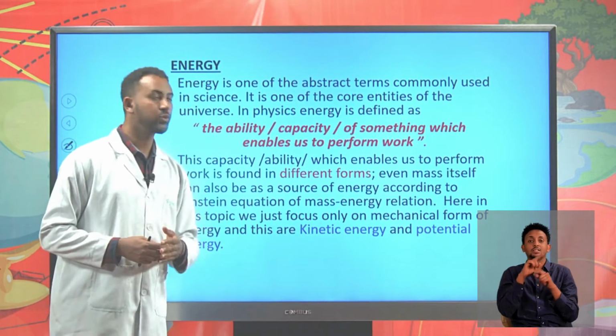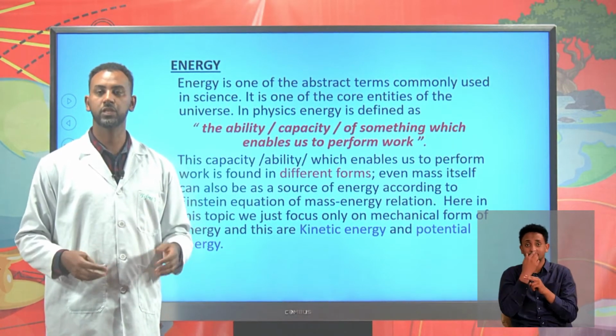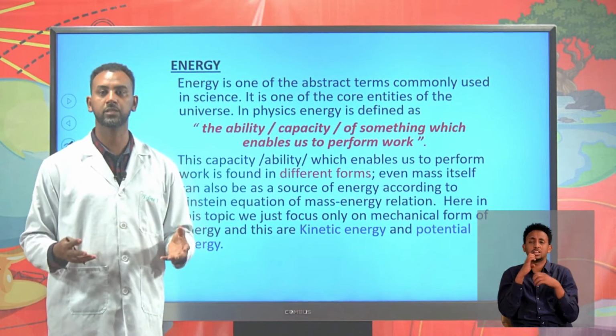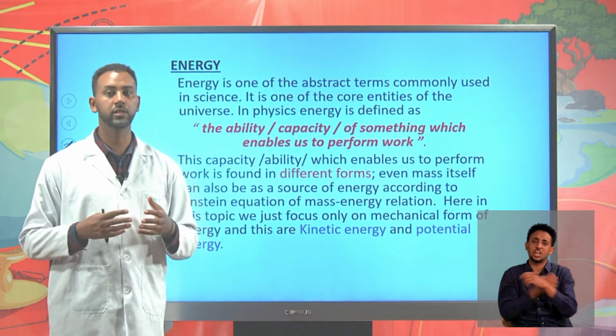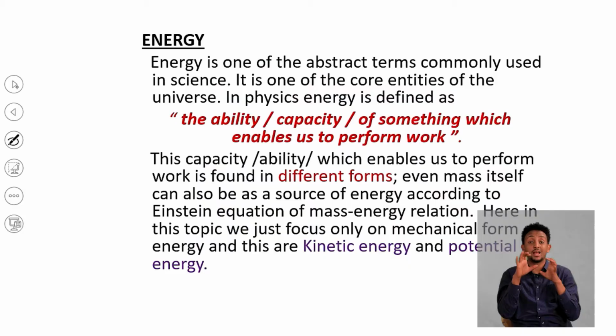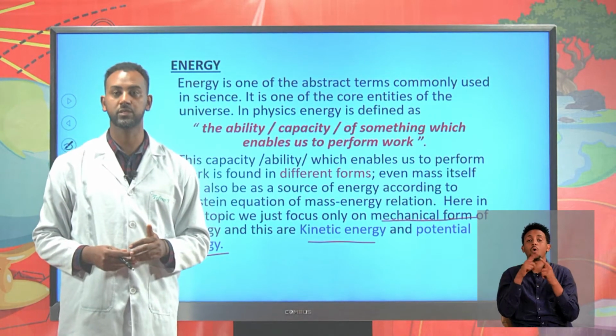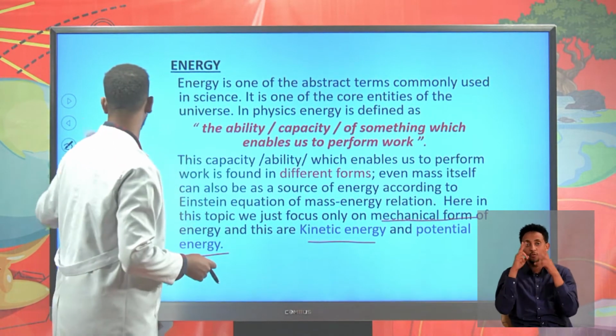There are different forms of energy in the universe. Sound is energy, light is energy, chemical energy, electrical energy, nuclear energy, and so on. We have different forms, but we mainly focus here on mechanical forms of energy. The two types of mechanical energy are kinetic energy and potential energy. So we are mainly focused on these two types of energies.